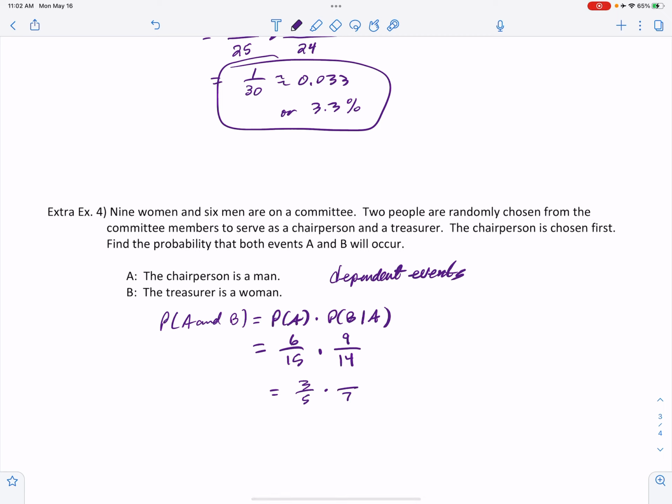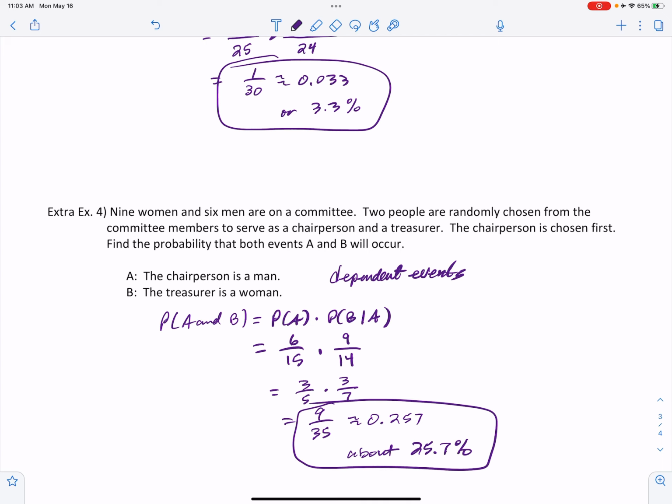Oh, yeah. So the 6 and the 14, 2 goes into those, so it's 3 and 7, and then 9 and 15, 3 goes into each of those, 3 and 5, and so we've got a total of 9 out of 35. And that's about 0.257 as a decimal, or about 25.7%. So that's it.